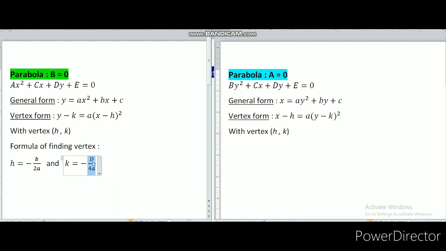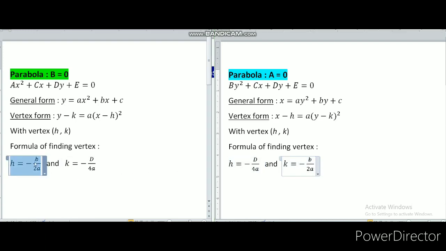Okay, so next, how about the parabola on the right side? If I have this kind of parabola, the formula for finding the vertex will be flipped. What I mean is, look at the h. When you want to find the h, or the x coordinate of the vertex of your parabola, the formula will be minus D over 4a, or minus b squared minus 4ac over 4a. So it's different from the left side. The formula for your h for the left parabola will be the formula of your k for your right parabola.